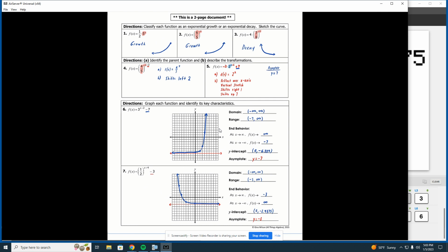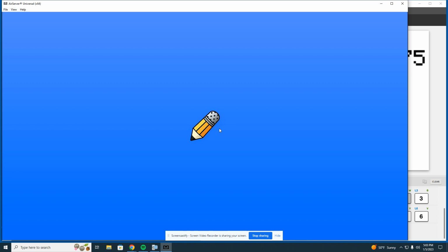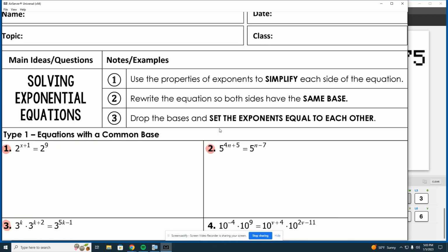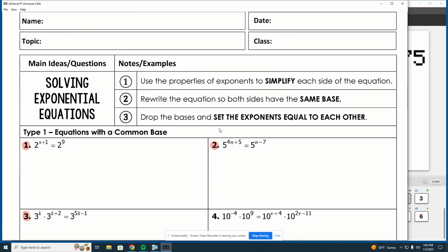Pretty easy assignment. So far, we've done inverses and we've done exponential functions. We've talked about their transformations. So we've done pretty good. Now we're going to move into solving exponential equations. Now let me explain a couple things here. One, there's going to be a couple of good ways to solve exponential equations. What we're doing today is the first type.